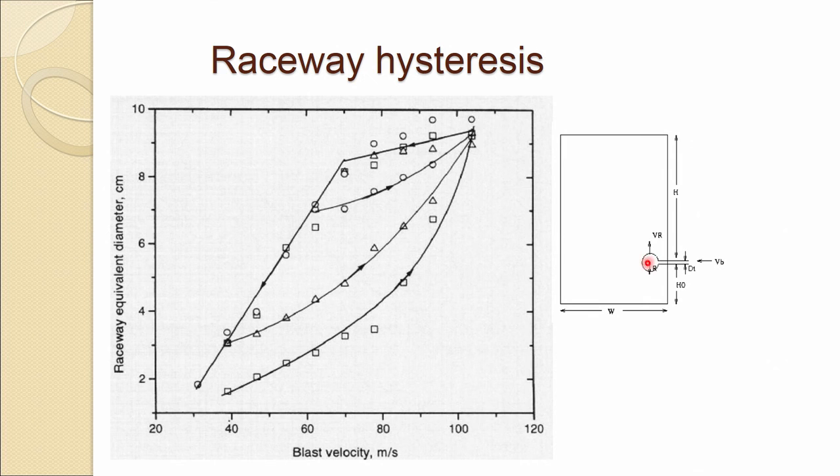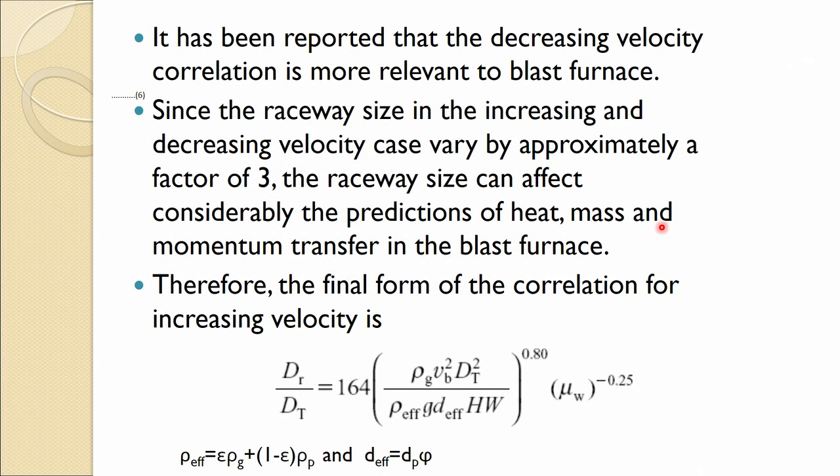So, the whole burden is descending down, and in the decreasing case, when you go to a maximum value of the raceway and you start decreasing the gas velocity, again the burden at the top starts moving down because the raceway size is decreasing. That corresponds almost to the same condition as in the blast furnace when the solid is moving down, and that is the reason this statement is made that decreasing velocity correlation is more relevant to the blast furnace. This has been found true and shown, and that is where the problem was.